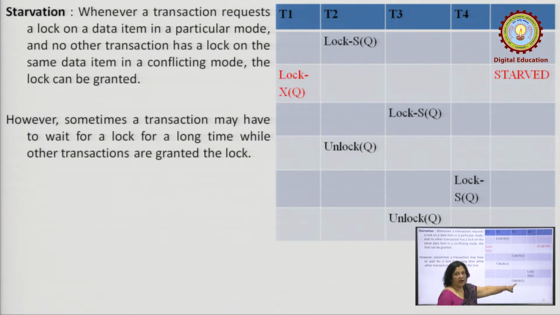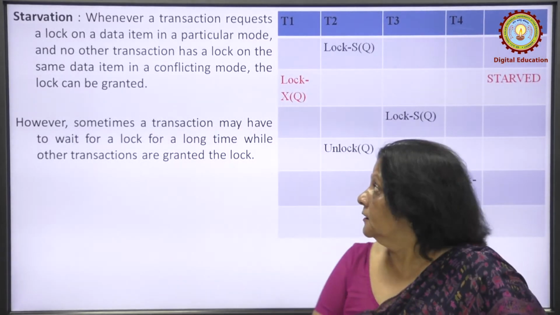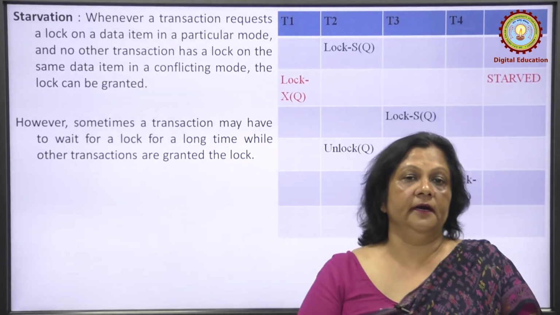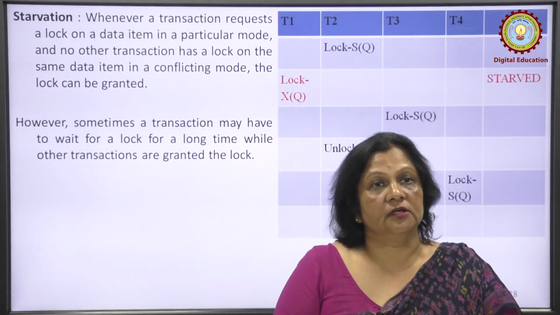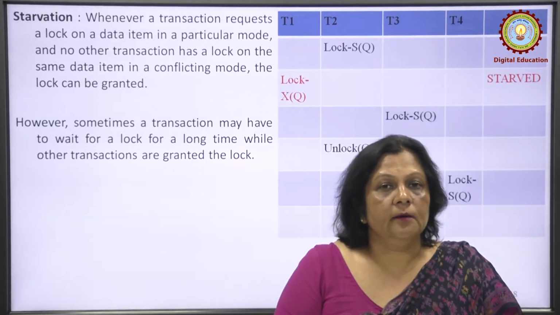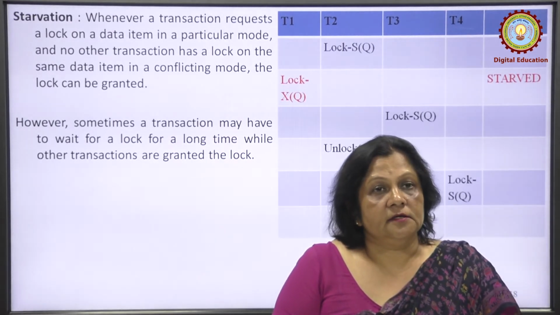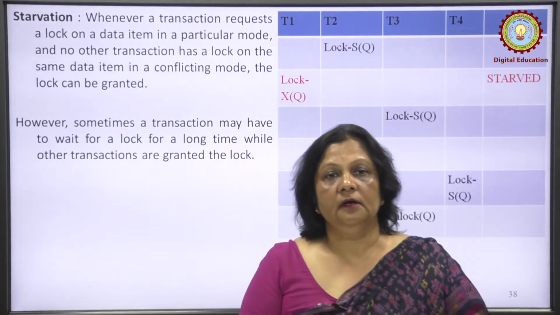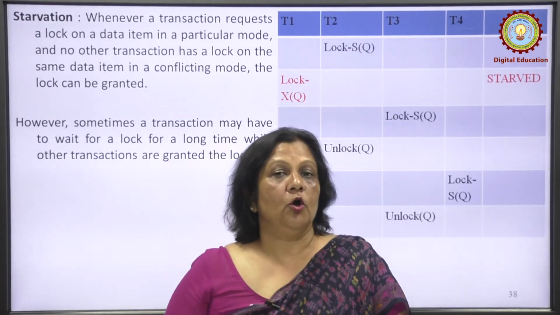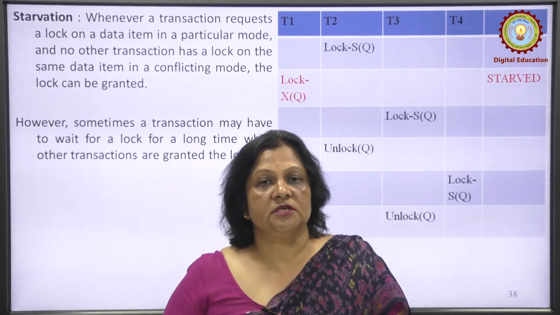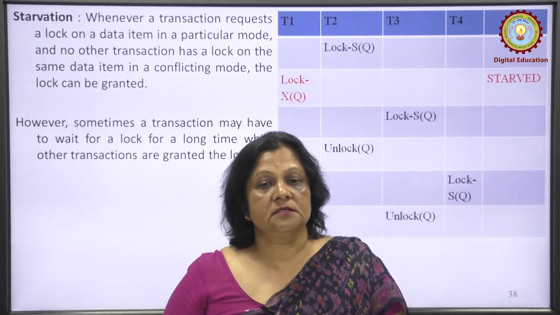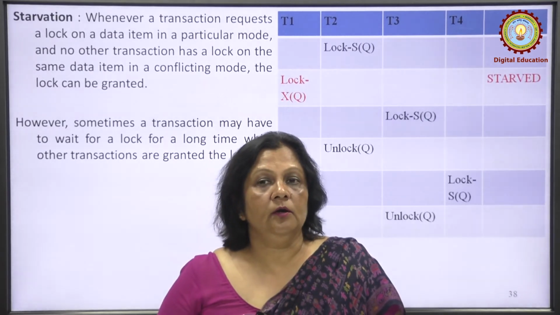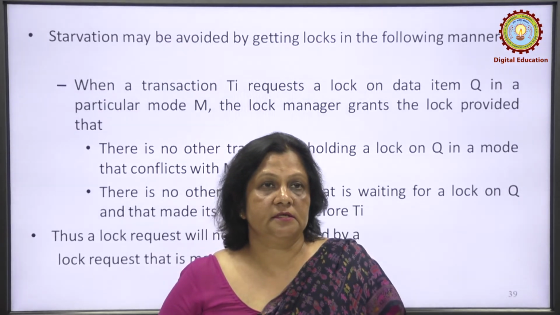T3 unlocks the data item Q, but at this point T4 is still holding the data item Q in the shared lock, and hence the transaction T1 still cannot get the data item Q. So, whereas other transactions T2, T3 and T4 are able to get access to the data item, the transaction T1 is not able to get access to it. This phenomenon is called starvation, and locking protocols can sometimes lead to starvation when a transaction is made to wait very long for the lock that it has requested.